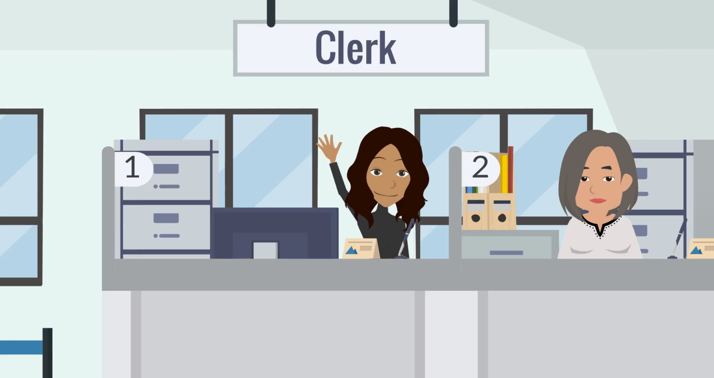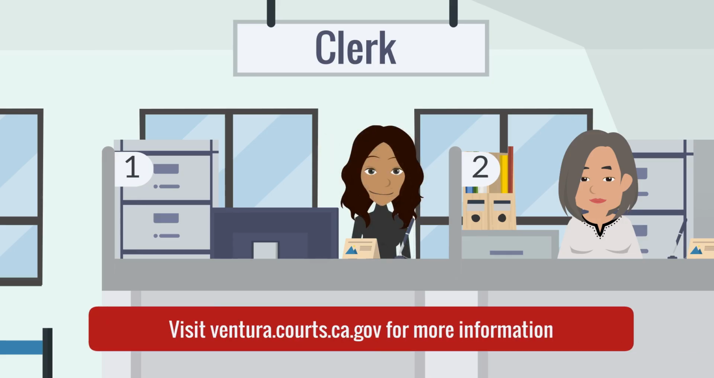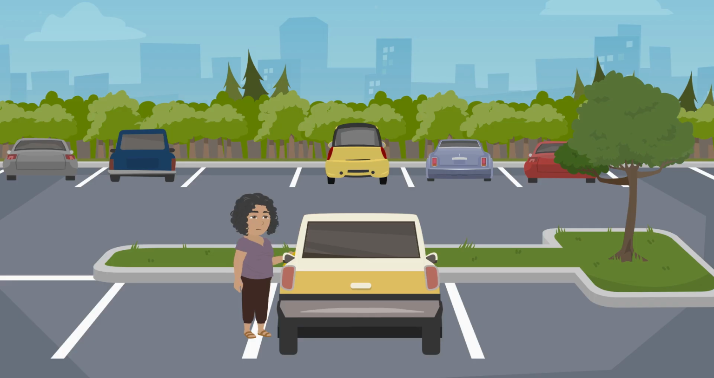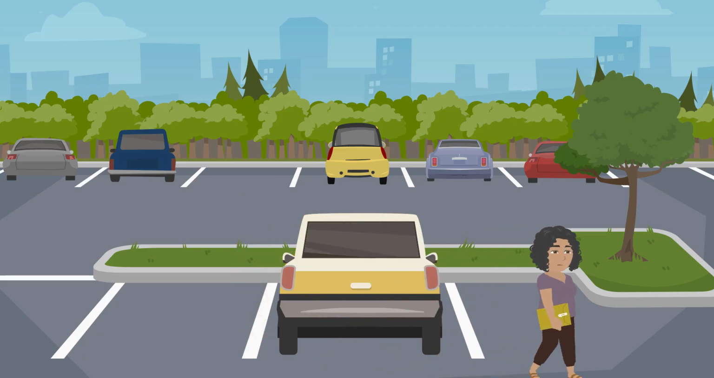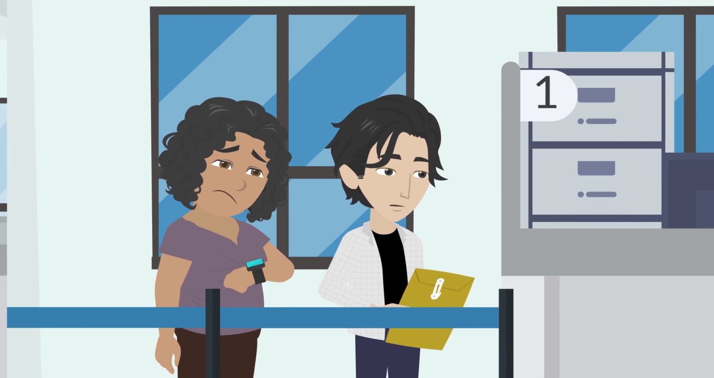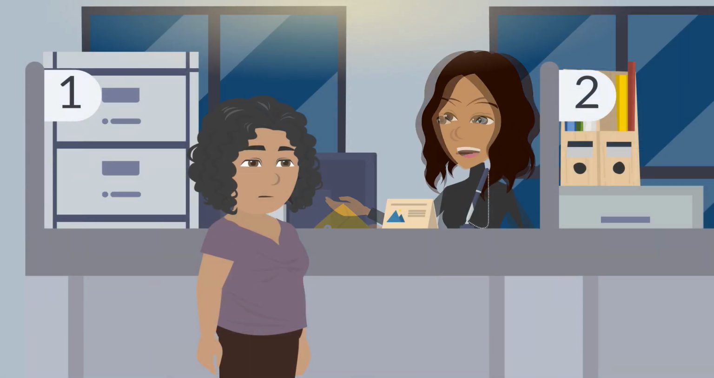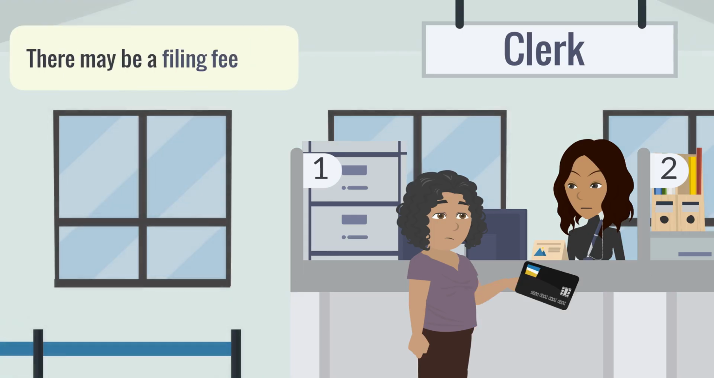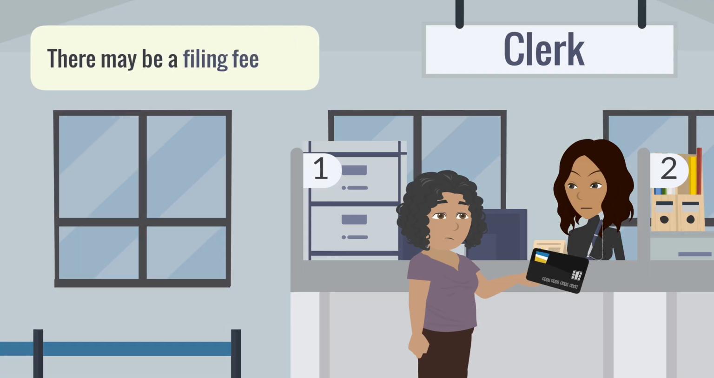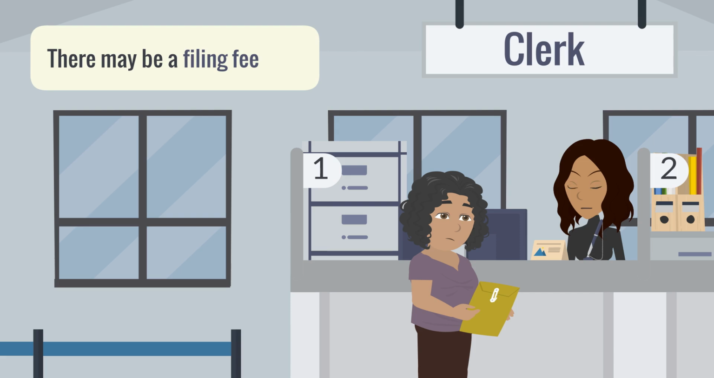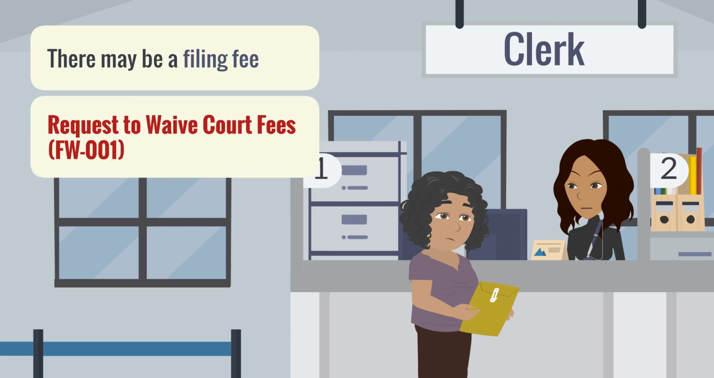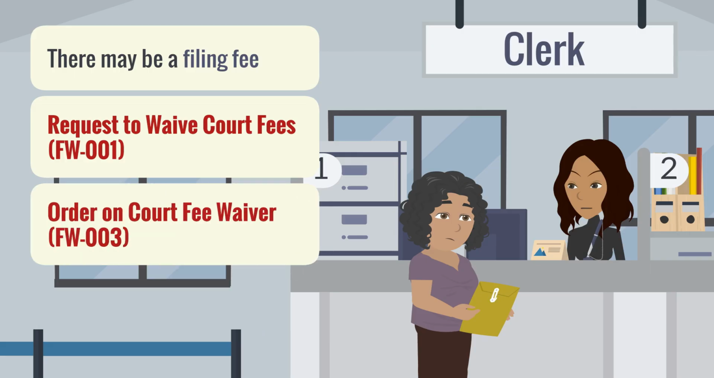Your forms are filed at the clerk's office. Check the court website for hours and information. You should arrive at the clerk's office as early as possible to ensure your forms are filed on time. If you arrive right before closing, the clerk may not be able to file your forms. There may be a filing fee to file your ex parte request. If you already have a fee waiver on file, this may cover the fee. If you would like to apply for a fee waiver, you would need to submit a completed request to waive court fees, Form FW001, an order on court fee waiver, Form FW003 at the time of filing.